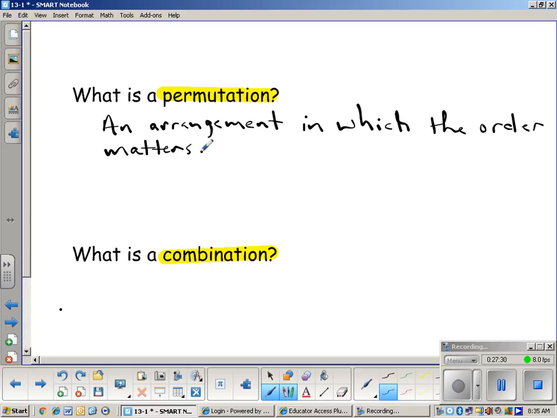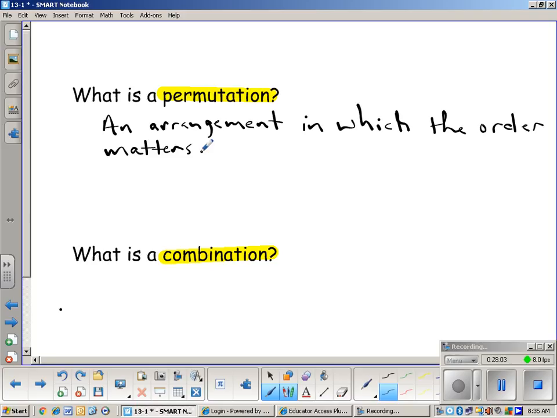A permutation is an arrangement in which the order matters. So if I go history, math, science, that's a different arrangement than history, science, math. Same 3 classes, but a different arrangement. So your class schedule probably is a permutation, right? You have math, science, history. That's different than someone sitting next to you who has math, history, science, isn't it? Okay? So the class schedule is a permutation.